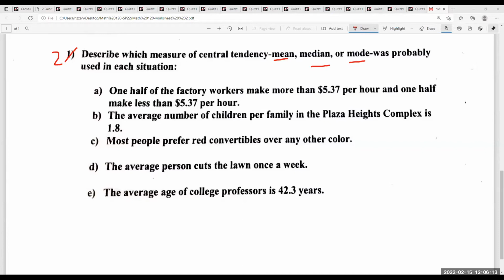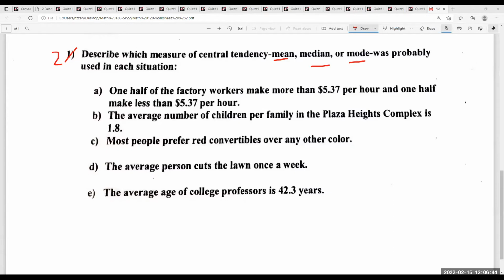Half of the workers make $5.37 less than, and the other half make more than. Which measure is this one? You see, 1/2 would be 50%. 50% making less than $5.37, and 50% makes more, 50% to the right, 50% to the left.